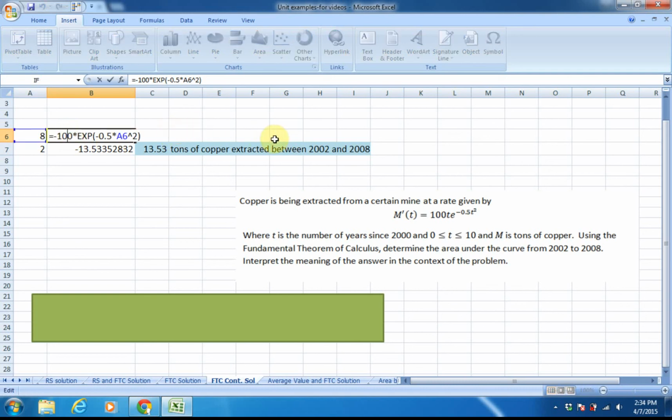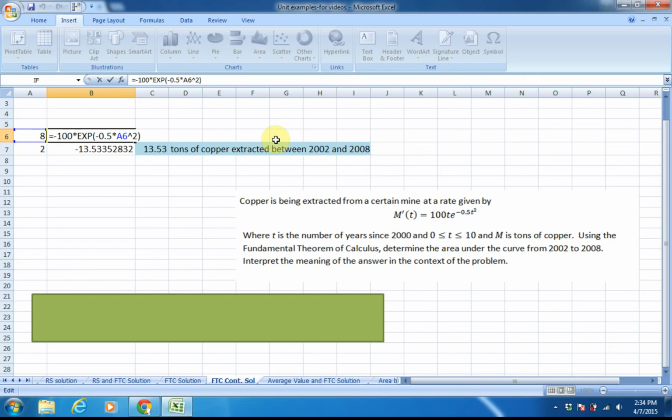But as I double-click on my cell that has the antiderivative in it, I really want to make sure that you're understanding where that antiderivative comes from. You had to do a simple u substitution. Again, I'm going to encourage you to pause the video. If you do not have that as your antiderivative, please go back and take a look at how I ended up with negative 100 e to the negative 0.5 t squared, essentially.